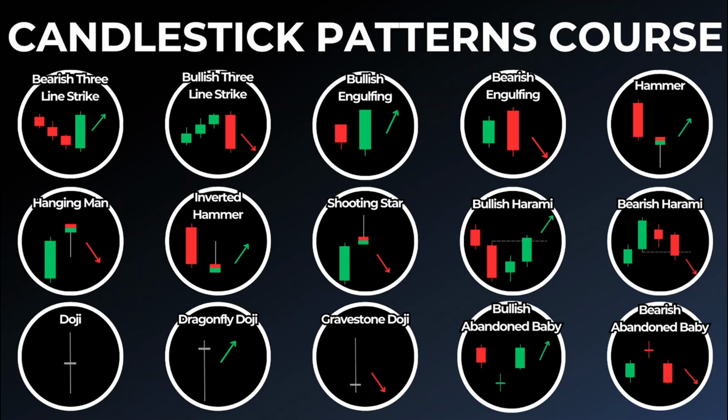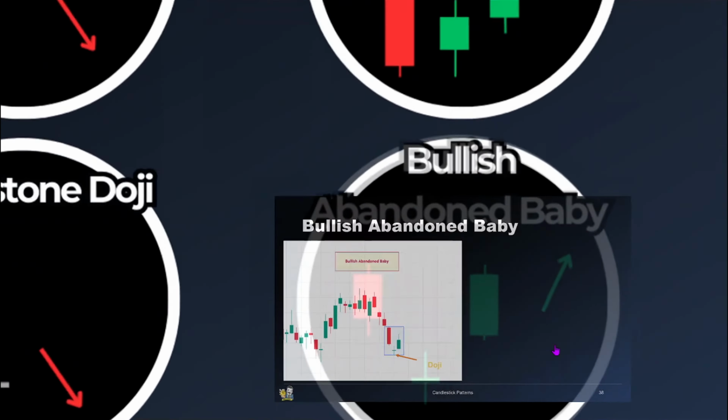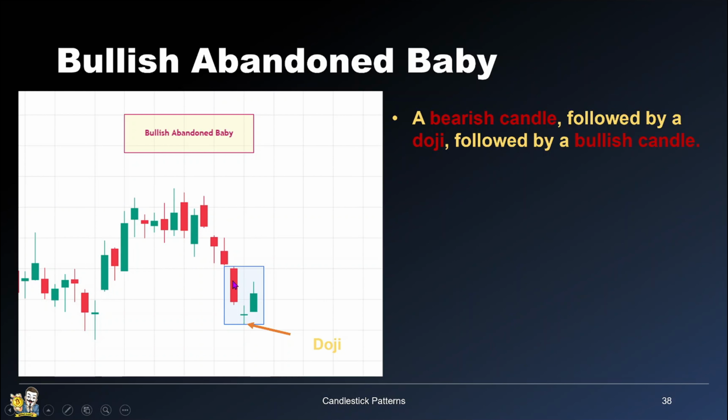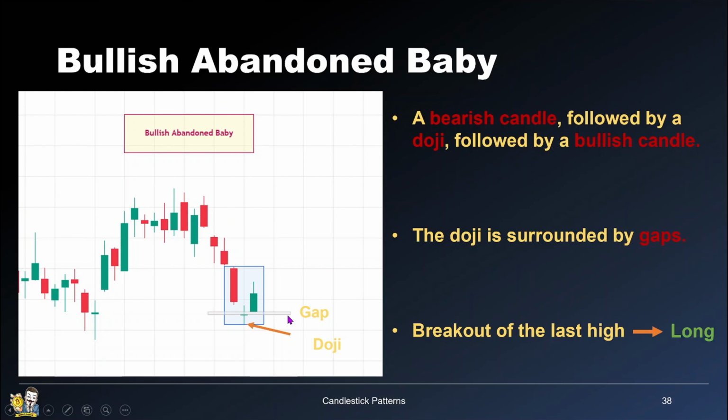Let's now discuss the bullish abandoned baby. This pattern looks like this. First, there is a bearish candle, followed by a Doji, and then a bullish candle. Important: the Doji is surrounded by gaps, as we can see in this picture. And a breakout of the last high gives a long signal, as usual.